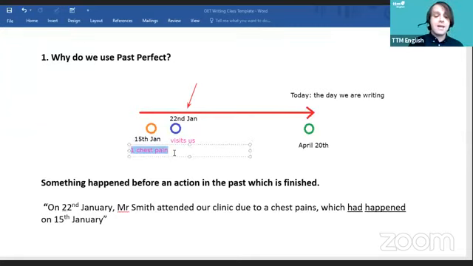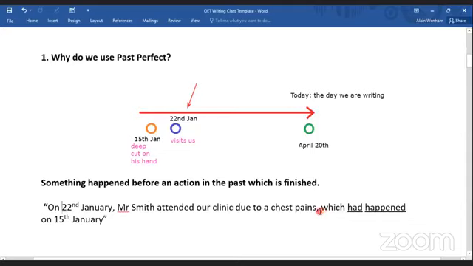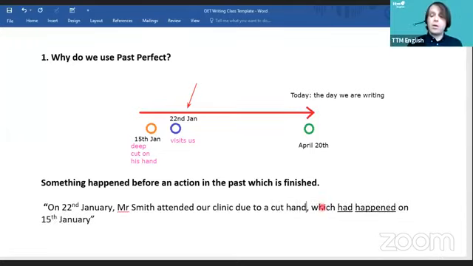Let's say he had a cut. He cut his hand, a deep cut on his hand, right? So I could say which had happened. Now it makes a bit more sense to everyone, maybe, right? Because it's not repeating, is it? No. Okay, so on the 22nd of January, Mr. Smith attended our clinic due to a cut, cut hand, which had happened on the 15th of January.